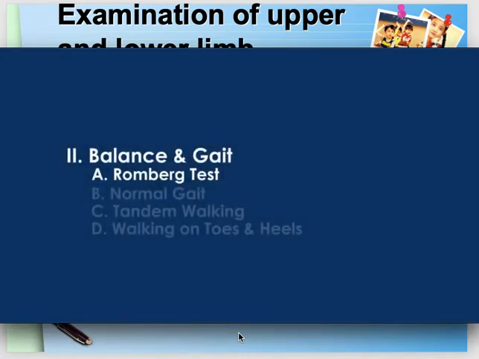So when we ask the patient to walk on the toes, by the way, we are checking the S1 nerve root, because S1 is the one which causes plantar flexion. And when we ask the patient to walk on the heels, basically we are checking L4 and L5, which produce dorsiflexion. So we also do one test called the Romberg test. Okay, so I will explain once we do that.